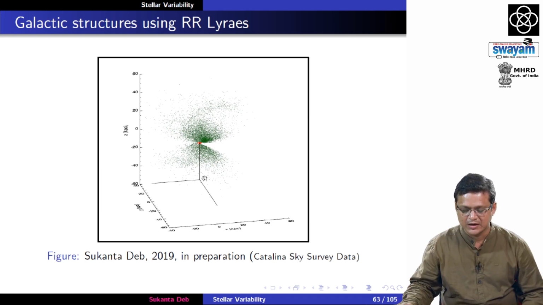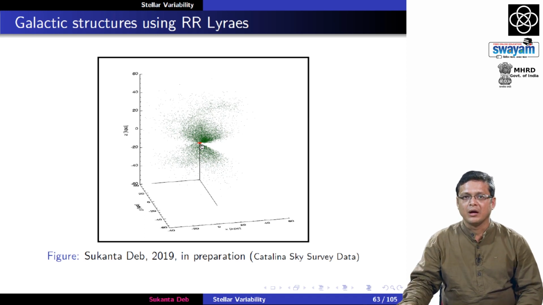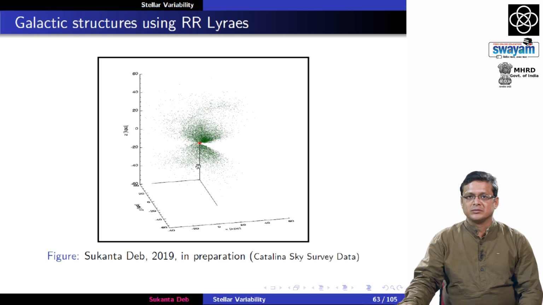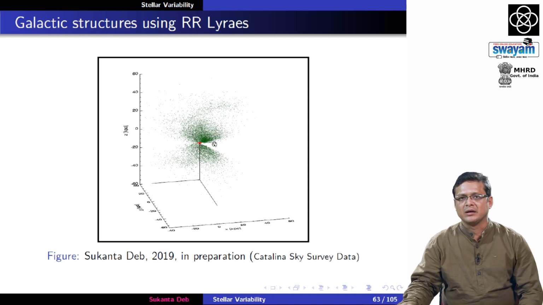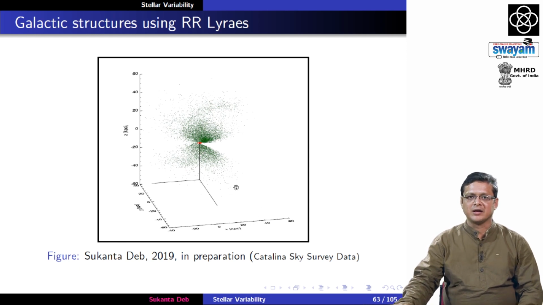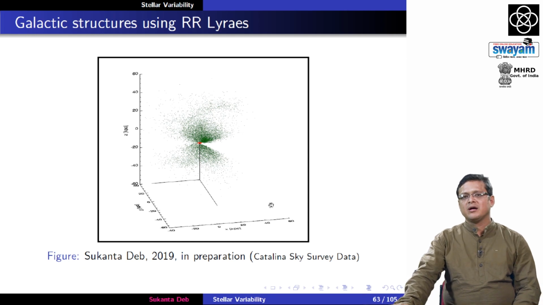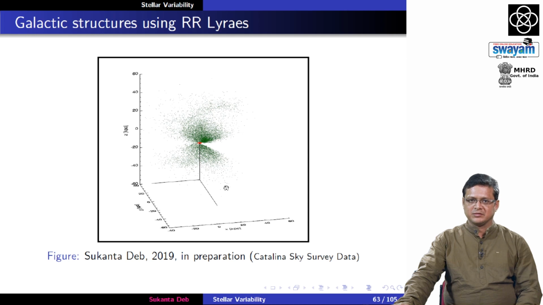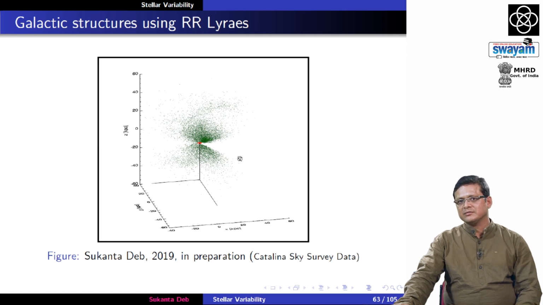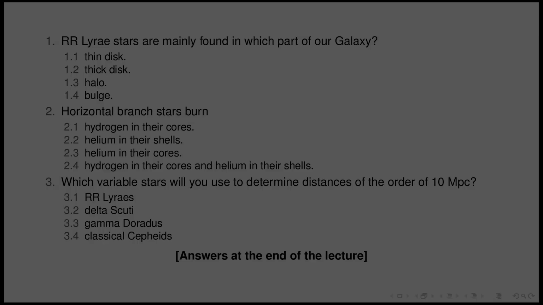And here the red color point shows the center of the galaxy, and these are the different parts of the halo of our galaxy as characterized by the RR Lyrae stars. And the data for the RR Lyrae generated in the figure is taken from the Catalina Sky Survey.